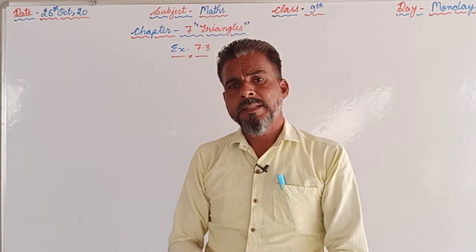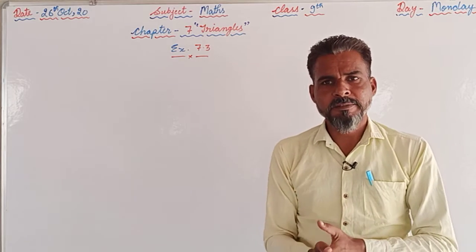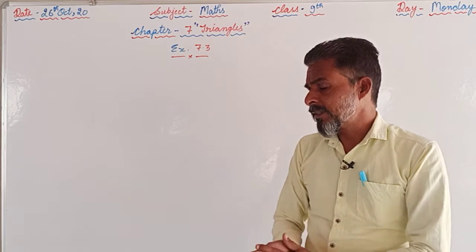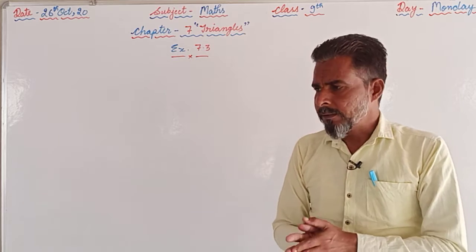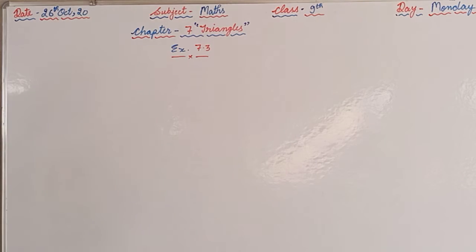This video is for class 9th and the subject is maths, and we are continuing with the same chapter, that is chapter number 7, and the name of the chapter is triangles. As we have completed exercise 7.1 as well as 7.2, and we have also started exercise 7.3 and completed up to question number 3. So today we will start with question number 4.